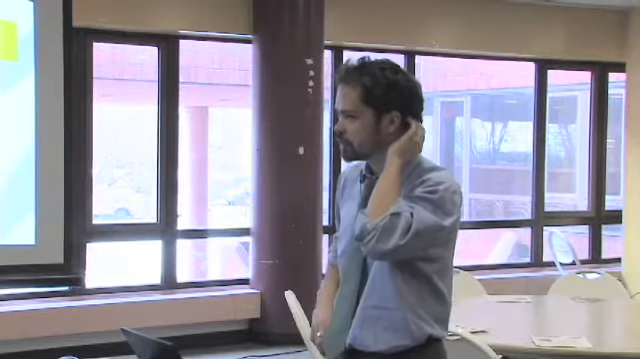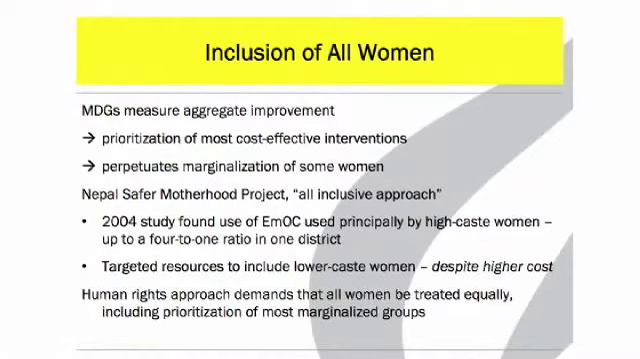Okay, inclusion of all women. So the Millennium Development Goals really encapsulate a lot of thinking in the development world. And one of the very striking things about them is they're all about aggregate data. So you're looking to cut maternal mortality ratios for a whole population. Now, if a government has limited money and it's under pressure to perform on that measure, one corner that you cut is you prioritize the most cost-effective interventions, which often means leaving big chunks of the population behind.